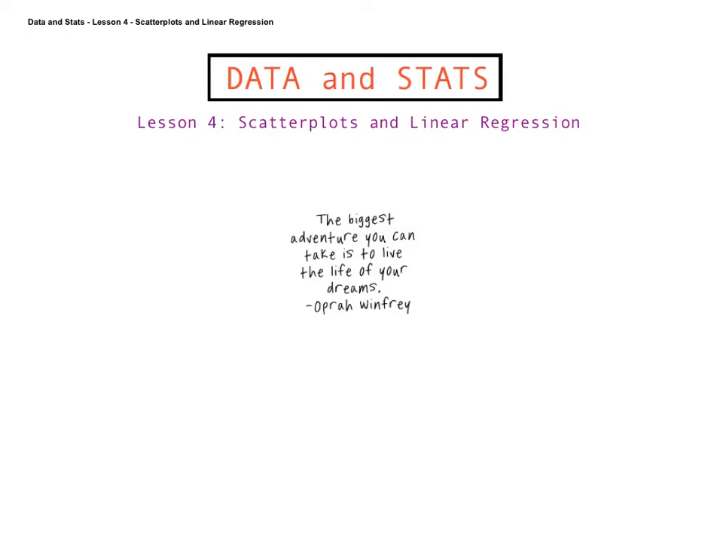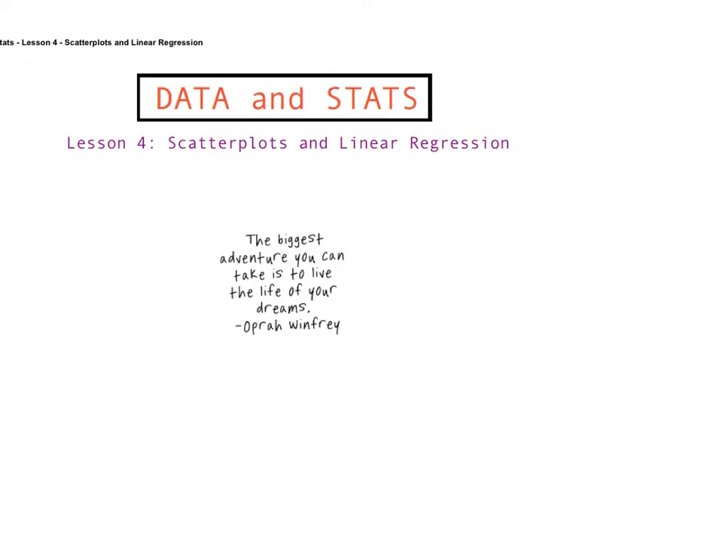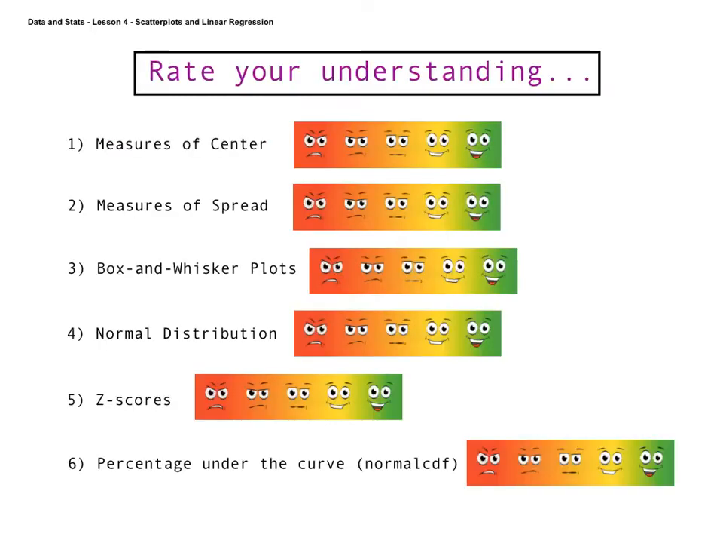Okay, so today's lesson is on scatter plots and linear regression. These are all of the topics that we have covered so far. Measures of center are mean, median, and mode. So go ahead and rate your understanding. Red meaning you're not sure what those are.